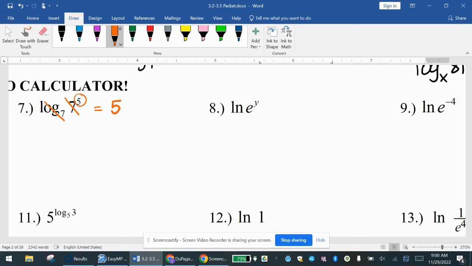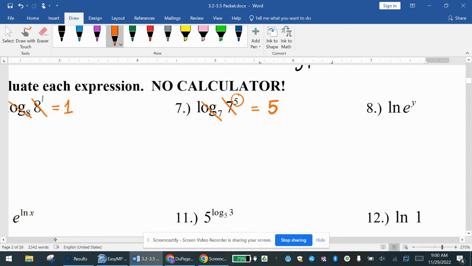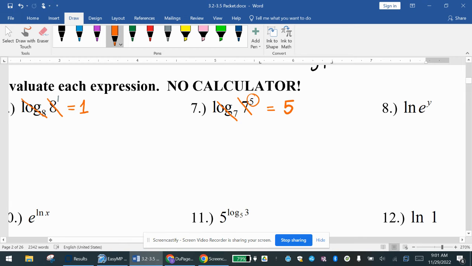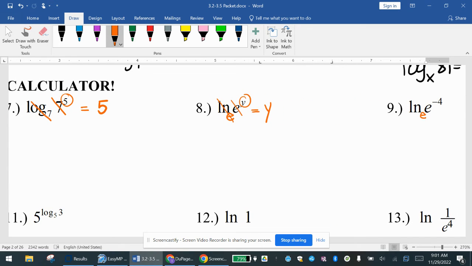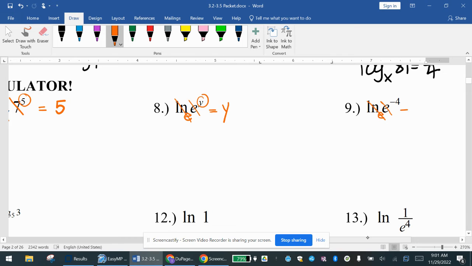Here, let me scoot over a little bit in case you guys are still copying those. Okay, so natural log of e to the y. Natural log has a base e. When the base of the log matches the argument, those cancel, and then you'd be left with whatever's still there, right? So then your answer is going to be y, because it's 1 times y. Natural log has base e. When the base of the log matches the argument, those cancel to 1, and then 1 times whatever's left over, 1 times -4 is just -4.